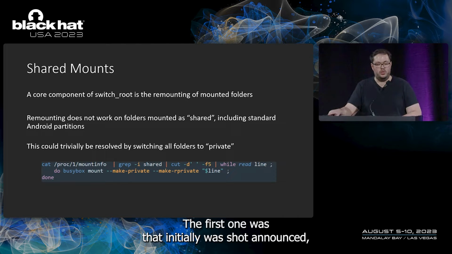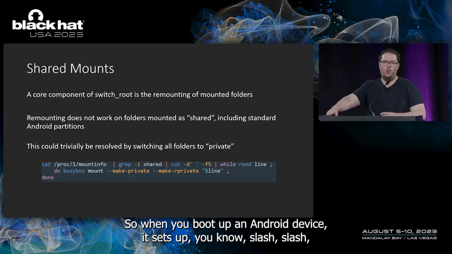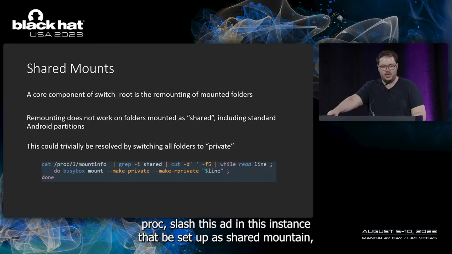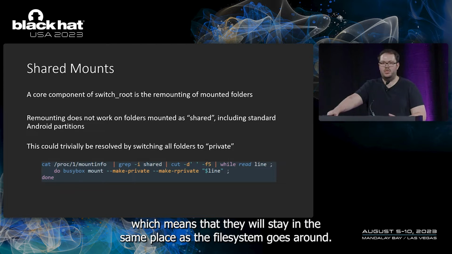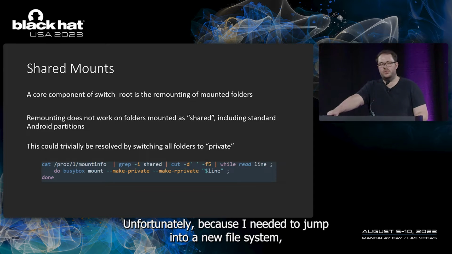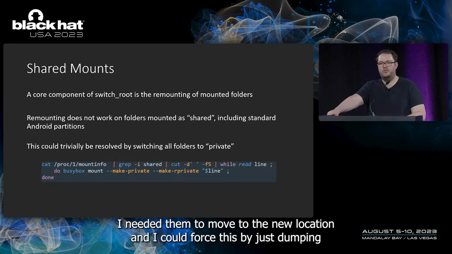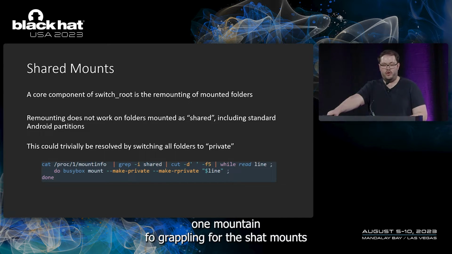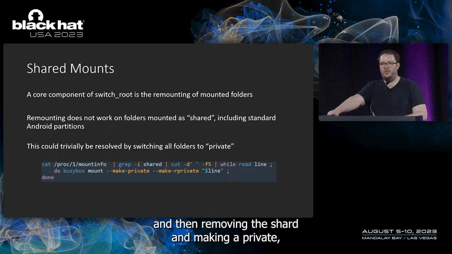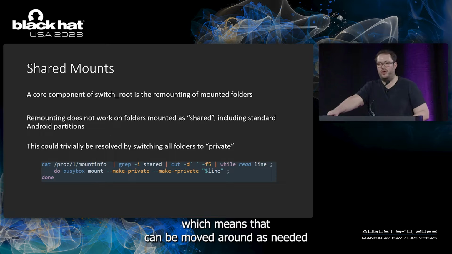The first one was an issue with shared mounts. When you boot up an Android or Linux device, it sets up /dev, /proc, and /sys. In this instance, they'd be set up as shared mounts, which means that they will stay in the same place as the file system moves around. Unfortunately, because I needed to jump into a new file system, I couldn't keep them shared. I needed them to move to the new location. I could force this by dumping /proc/1/mountinfo, grepping for all the shared mounts, and then removing the shared flag and making them private, which means they could be moved around as needed.